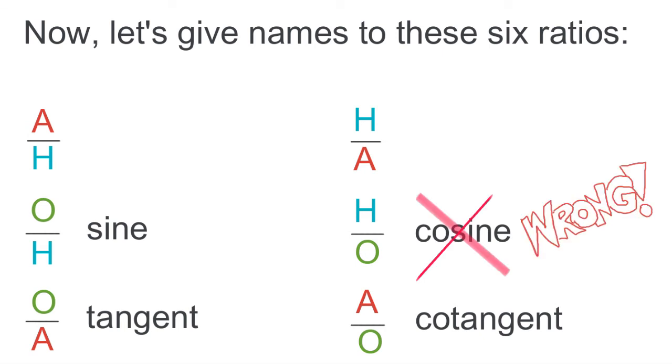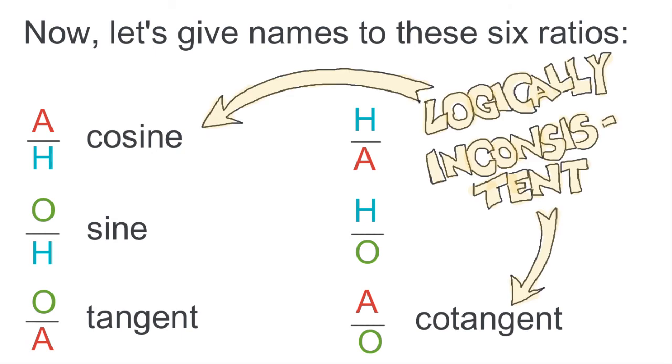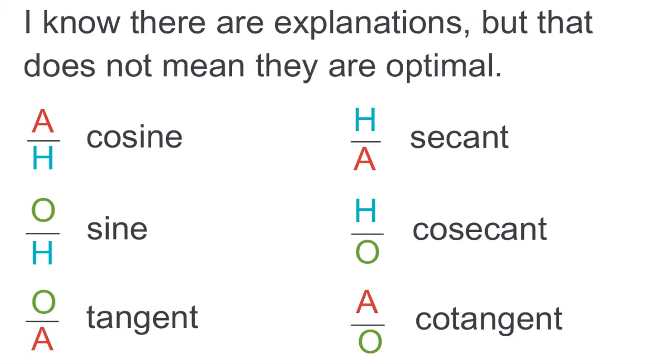Oh, but wait, that's completely wrong. That's not cosine. This is cosine up here, A over H. So this is logically inconsistent, at least as I see it. And I'm wondering who out there is actually impressed by these names. I know there's historical reasons for them and where they came from, but that doesn't mean they're optimal.